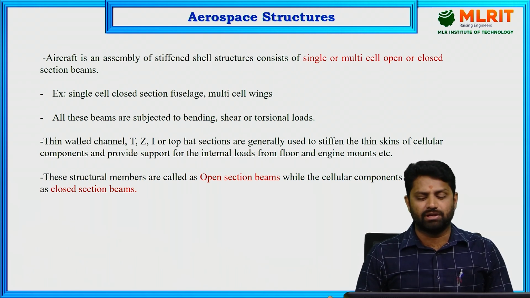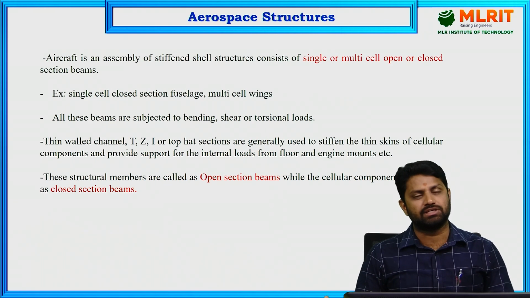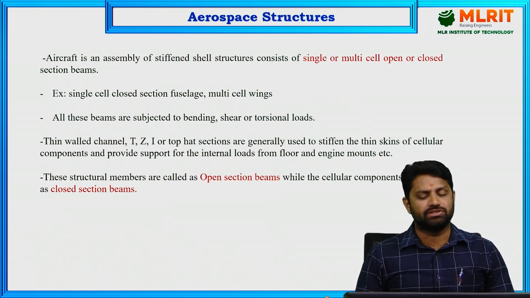For example, if you look at these sections, you have the thin walled channel section, T section, Z section, I section, and top hat sections. These are the sections which we use for aircraft construction, and we use them as beams. These sections are usually stiffened, the thin skins of cellular components, and they provide support for the internal loads from the floor and the engine mounts, etc. So these structural members are called open section beams, while the cellular components are called closed section beams.